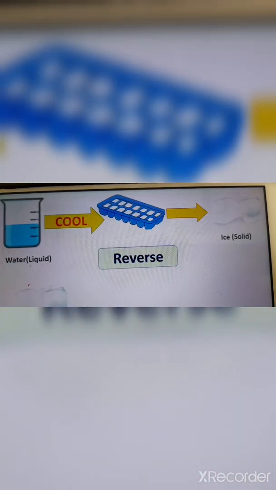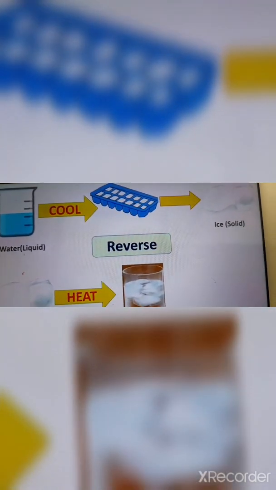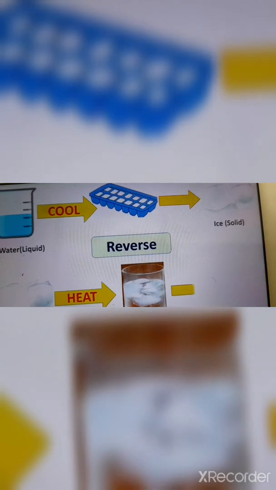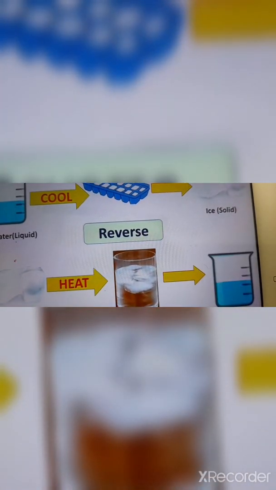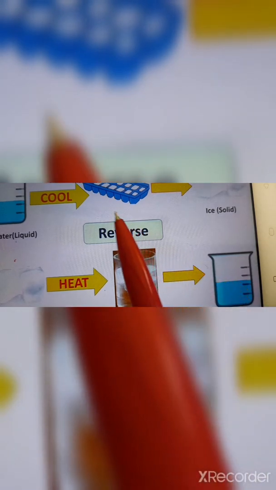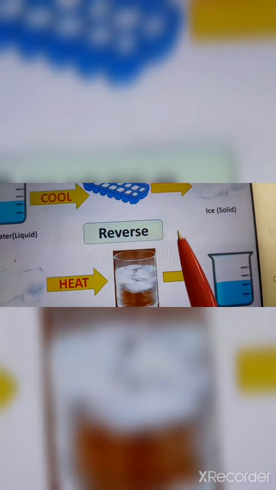We take ice and keep it at room temperature, fine, or we heat it, then it will melt and become water. Then when we heat it again, it will convert into water vapor. So totally the process is reversible. It means that physical changes are showing here. Okay, children? Now look here.